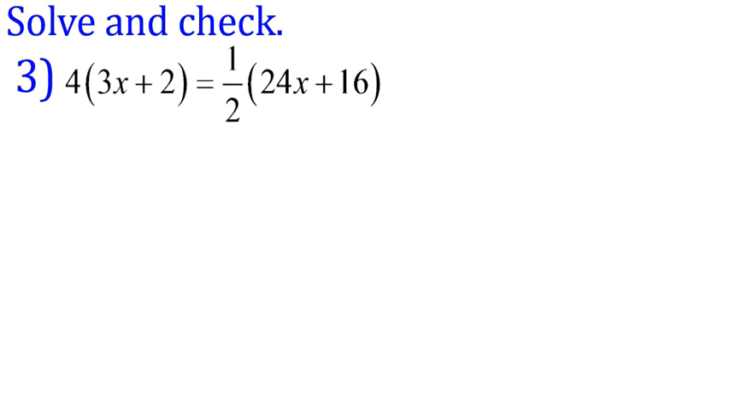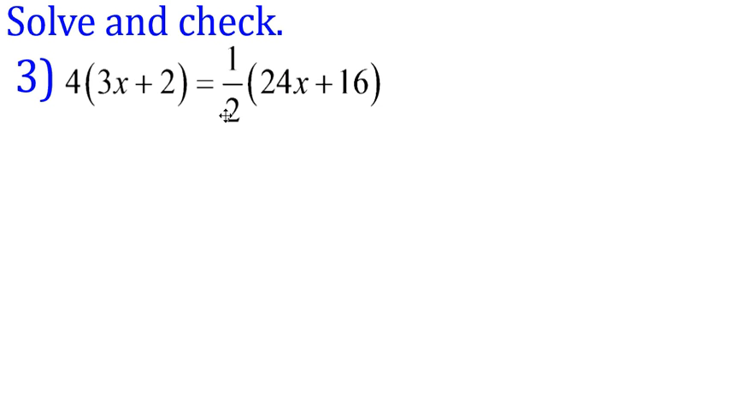So let's try a third example. Here we have 4 times the quantity 3x plus 2 equals 1/2 times the quantity 24x plus 16. So again, thinking about our reminders, do we have any fractions that we can eliminate? Yes, we do have a fraction here. It's being multiplied by 1/2.